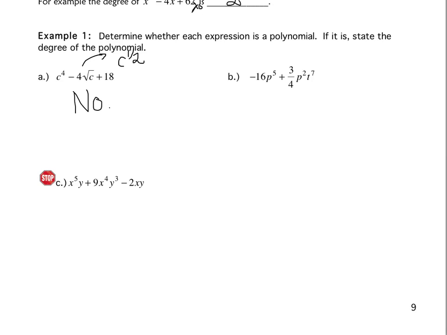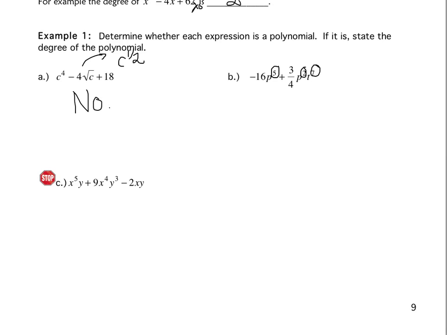Okay, part B, we have negative 16p to the 5th plus 3/4 p squared t to the 7th. First thing I look for, no division by a variable to a positive degree. Secondly, I have to look and make sure that all the exponents are whole numbers. So the first one is 5, then here we have a 2 and a 7. So neither of those two rules are broken here.